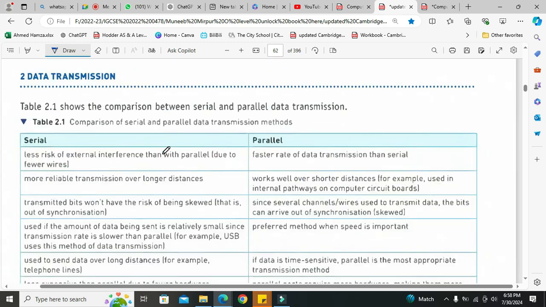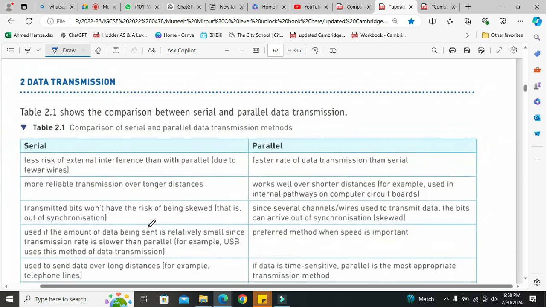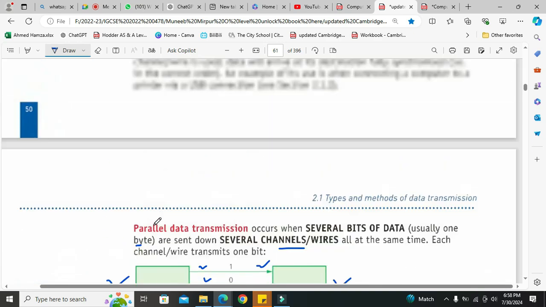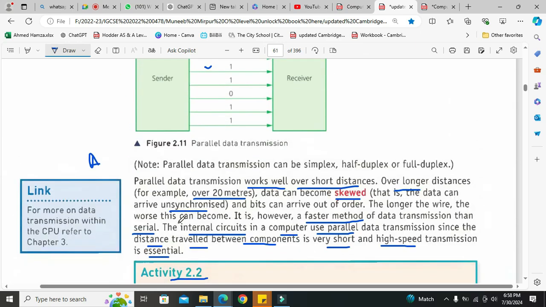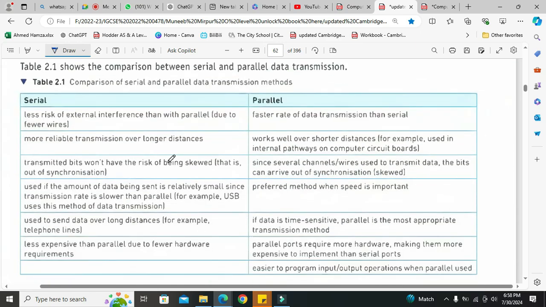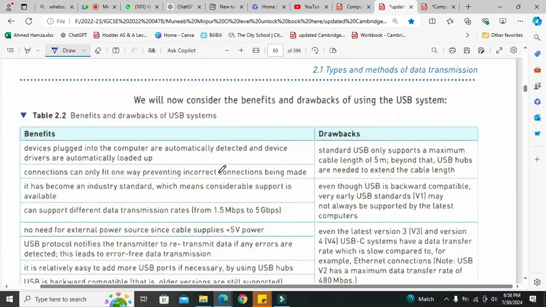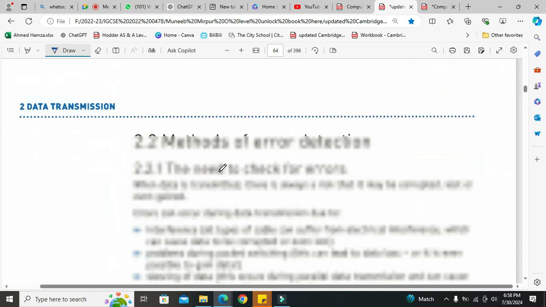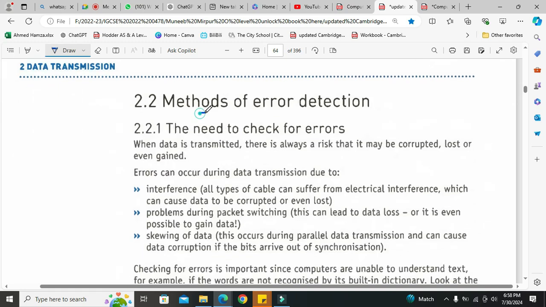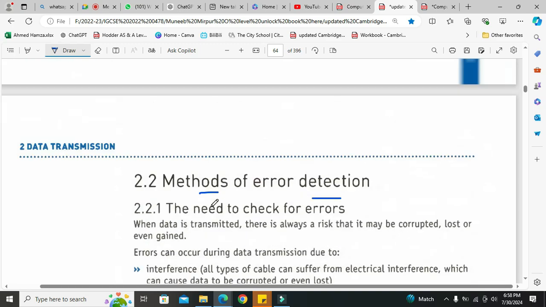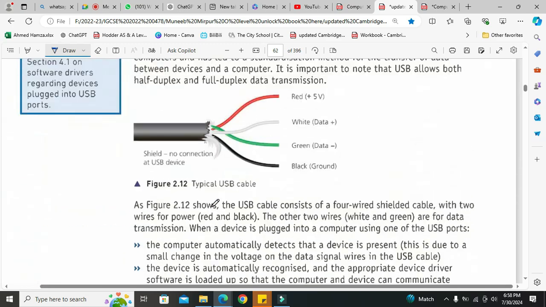Tomorrow we will discuss the difference between serial and parallel data transmission. If your concepts are clear about serial and parallel data transmission, you can answer the comparison easily, isn't it? Tomorrow we will discuss universal serial bus, and then the last error detection method we will discuss later on. If you have a question related to these topics, you can ask now.